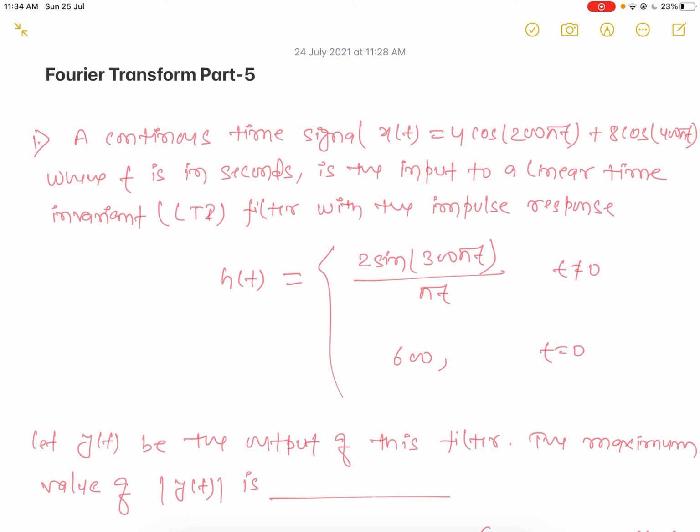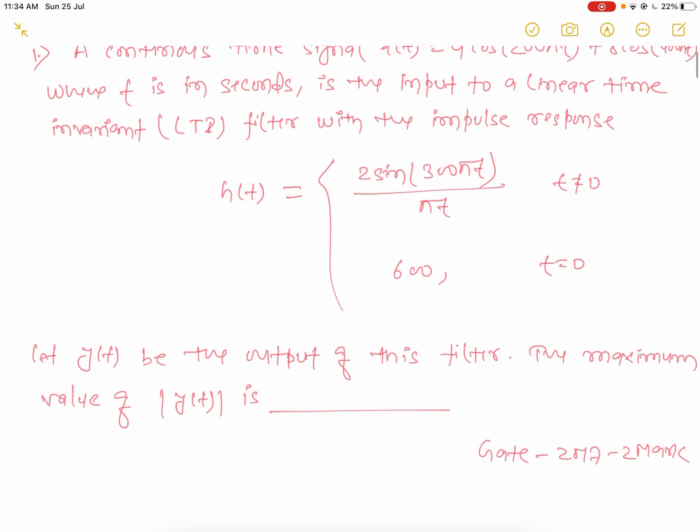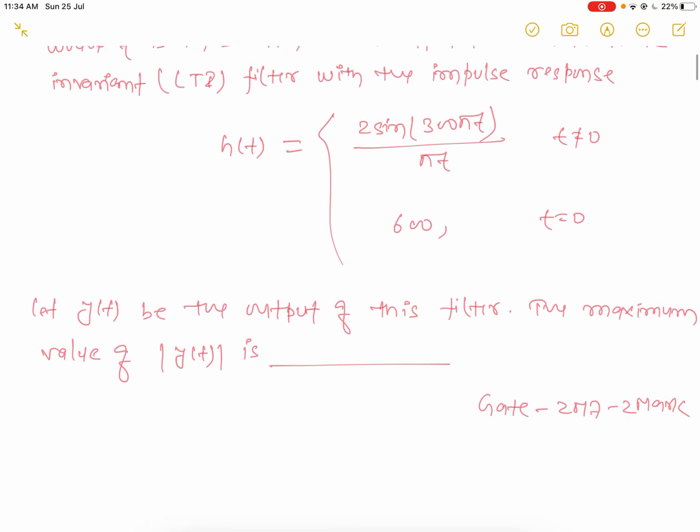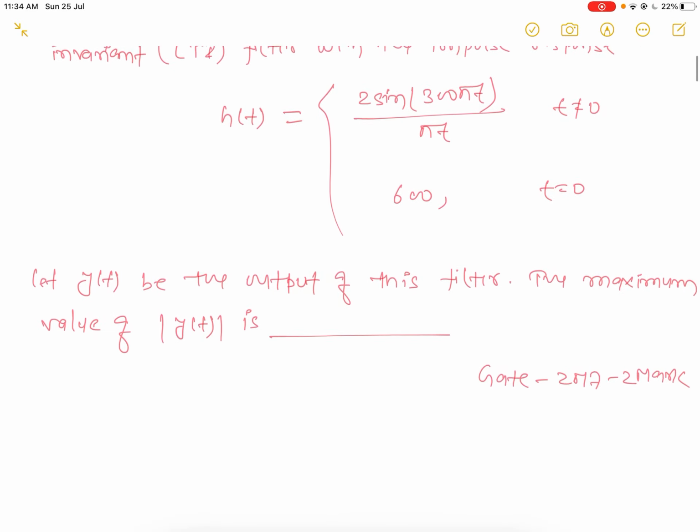The first question: a continuous time signal x(t) = 4 cos 200πt + 8 cos 400πt, where t is in seconds, is the input to a linear time invariant (LTI) filter with the impulse response h(t) = 2 sin 300πt / πt, with h(0) = 600. Let y(t) be the output of this filter. We have to find the maximum value of y(t).